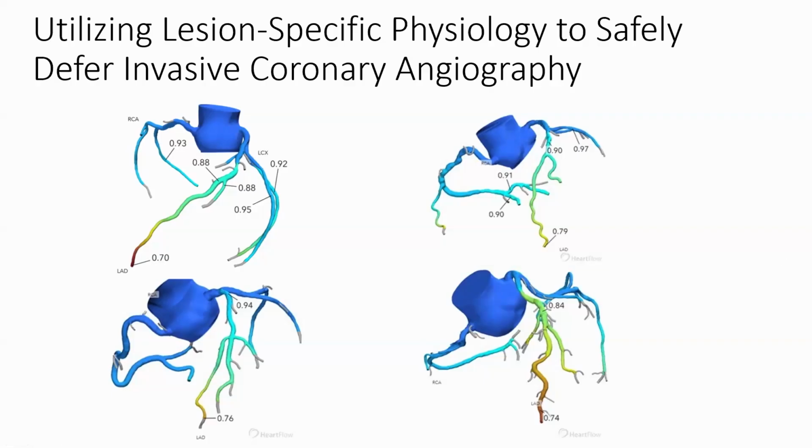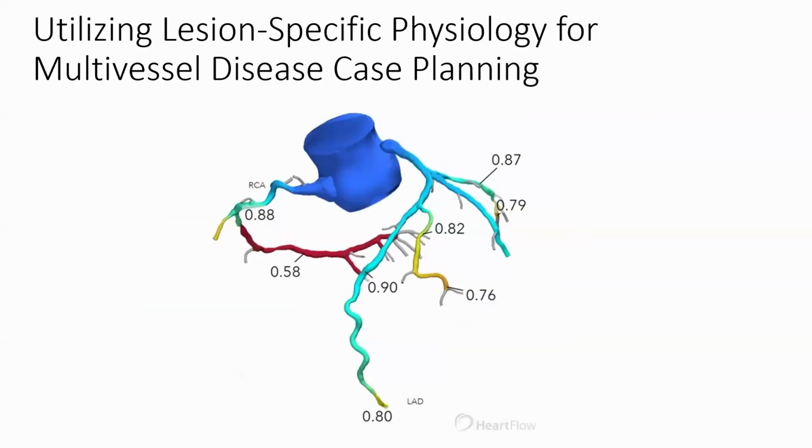Now, for all of these cases, if we simply relied on the distal tip or nadir value, these patients would have undergone unnecessary invasive coronary angiography. The addition of lesion-specific physiology to cases with complex anatomic disease can be especially valuable. And we're using the information from both anatomy and lesion-specific physiology to guide appropriate revascularization decisions.